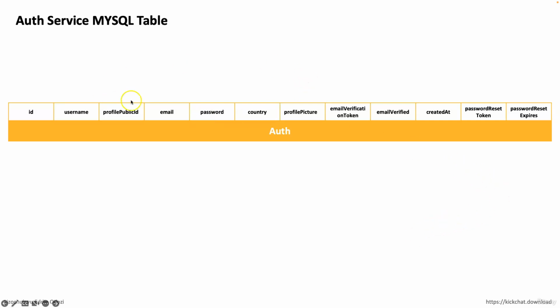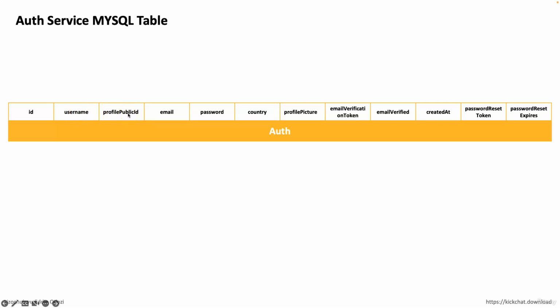Okay. Now we are going to have the ID is going to be auto-generated. It's possible you can create your own IDs, but we are going to allow MySQL to create the IDs. Okay, they're going to be auto-incremented. And then we're going to have a username. Okay, as usual, we already said that. And then we have a profile public ID.